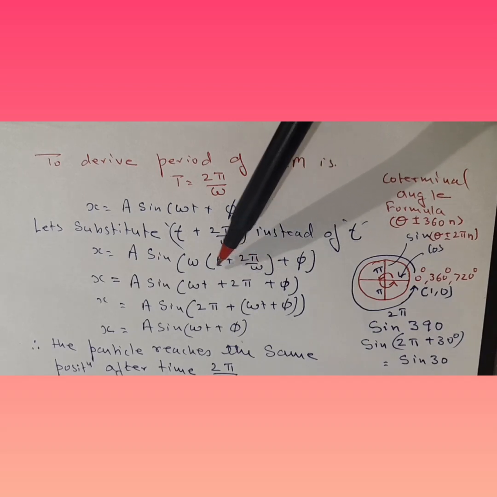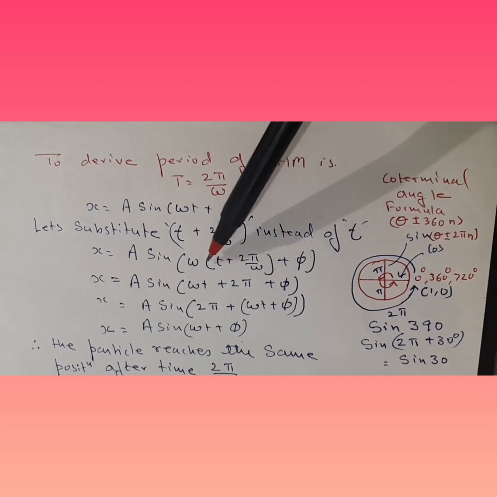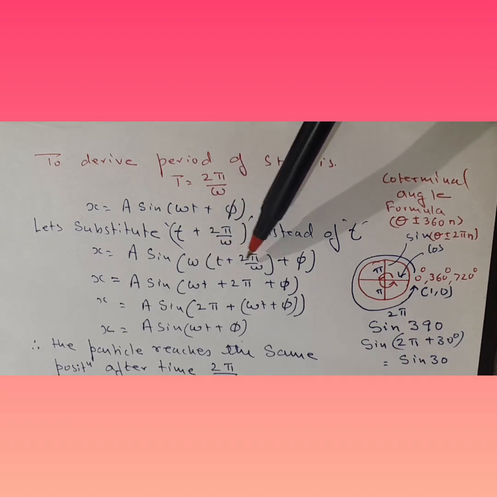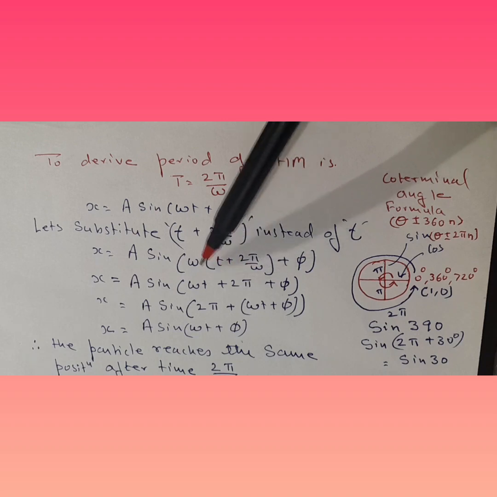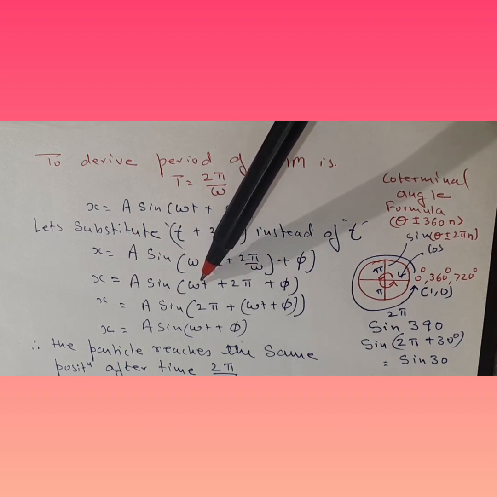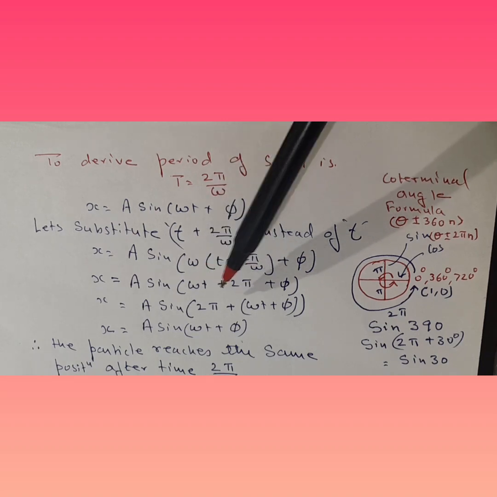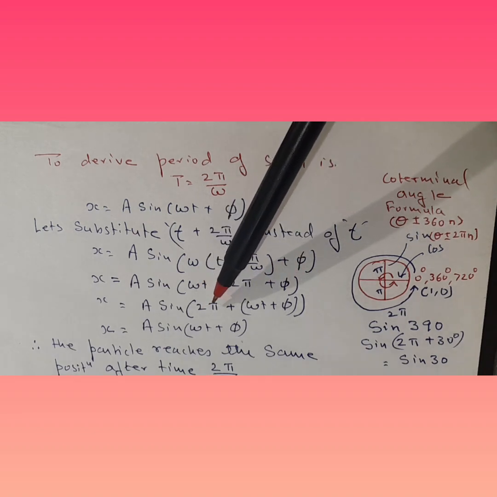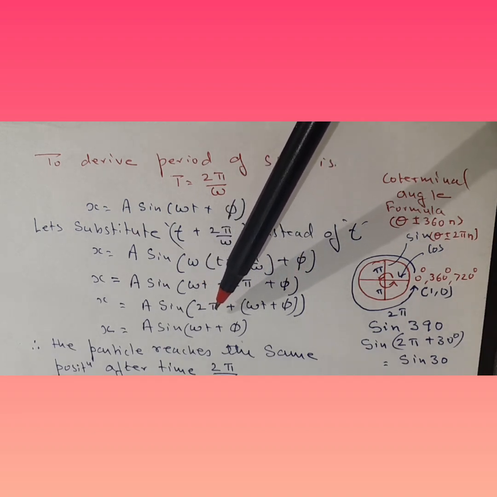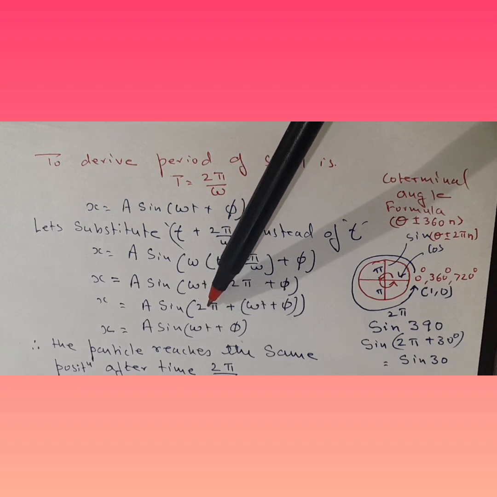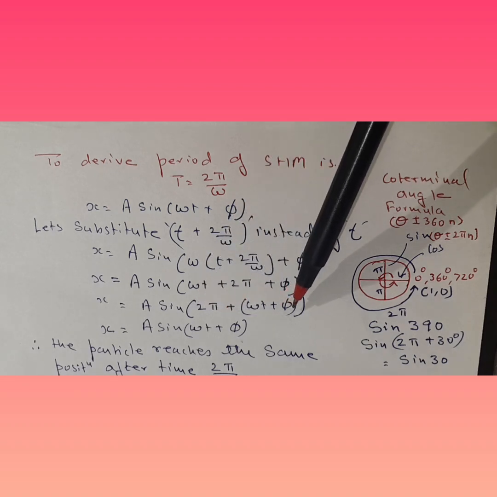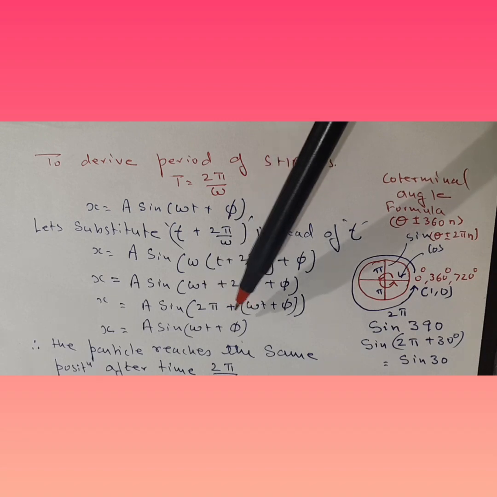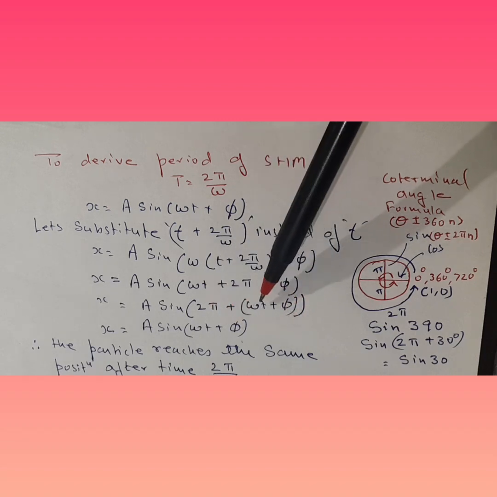When we take the LCM, this becomes omega t plus 2 pi, the whole over omega. That omega gets cancelled. So what we end up with is omega t plus 2 pi plus phi. Now I've written it in allied angle format, 2 pi plus omega t plus phi. Whenever 2 pi is added, it means it is returning back to the same value.